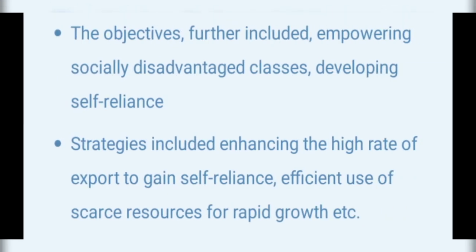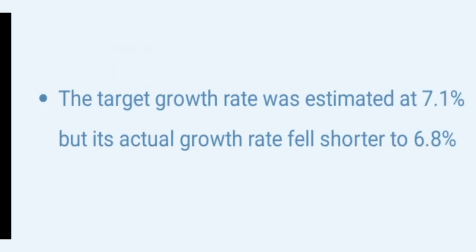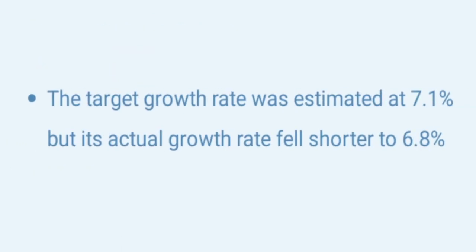The objectives further included empowering socially disadvantaged classes, developing self-reliance. Strategies included enhancing the high rate of export to gain self-reliance, efficient use of scarce resources for rapid growth. The target growth rate was estimated to be 7.1, but the actual growth rate fell shorter to 6.8.